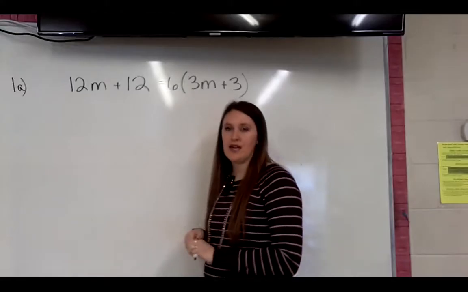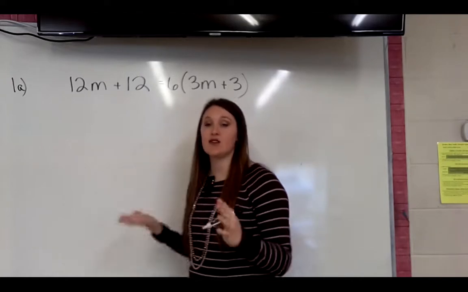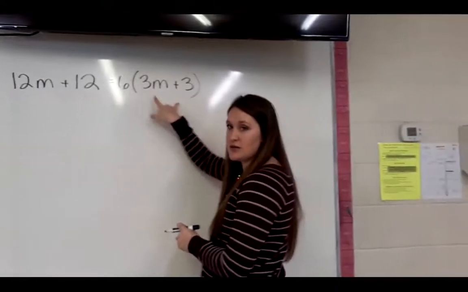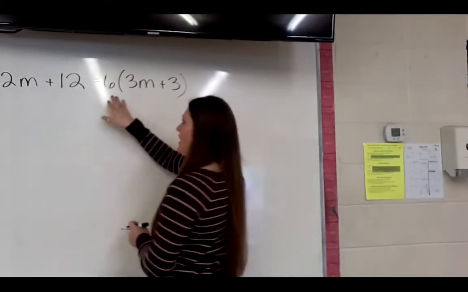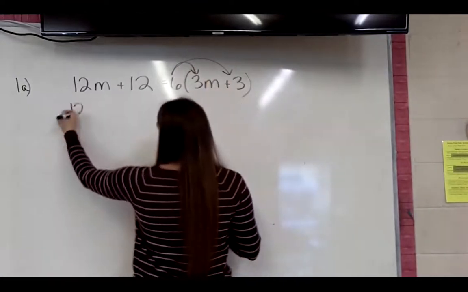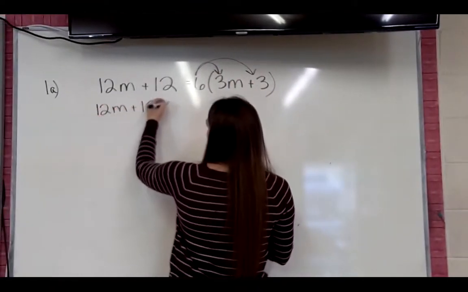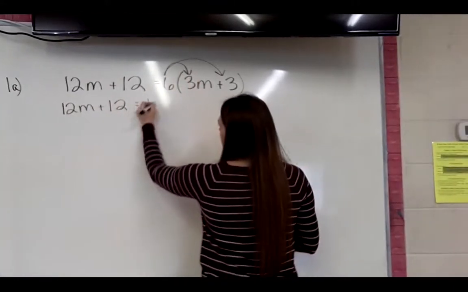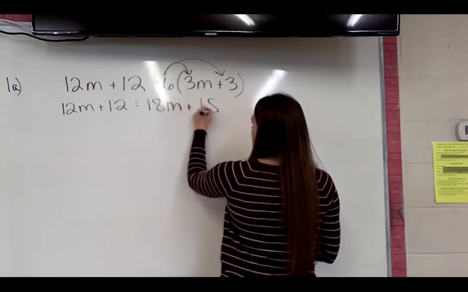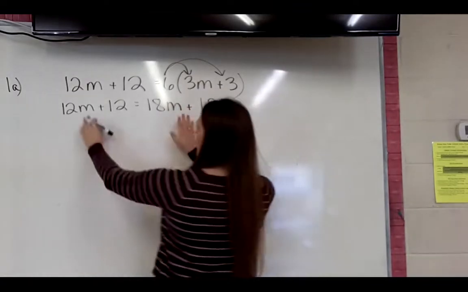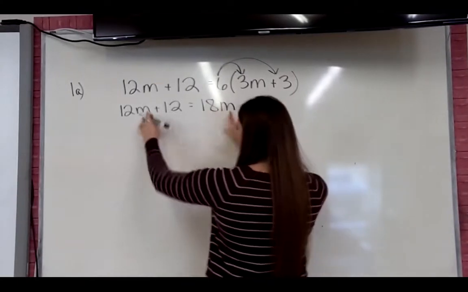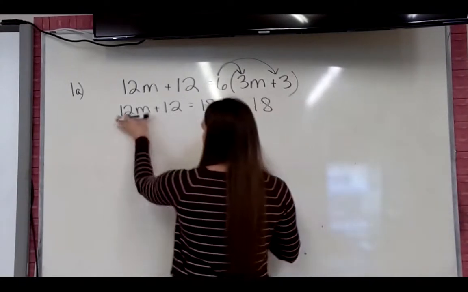Right, on 1A, we have two m's, so we can't solve for this until we get our m's together. But before that, I can't even do anything with this m until I get rid of these parentheses. So we have to distribute that 6 first. So on this side, I still have 12m plus 12 equals 6 times 3m is 18m plus 6 times 3 is 18. This is now my problem. So now I can get my m's together. Because they're on opposite sides of the equal sign, to get them together, we do the opposite.